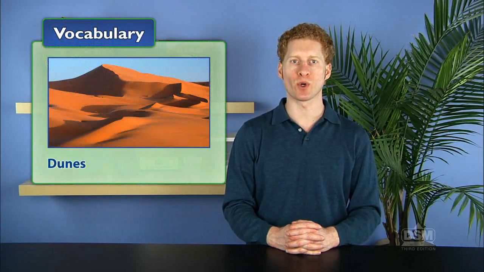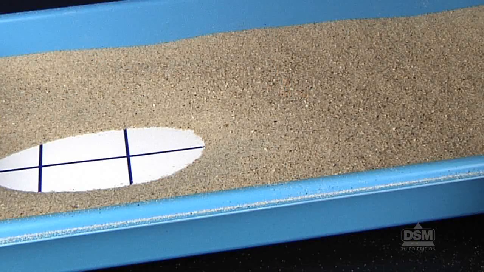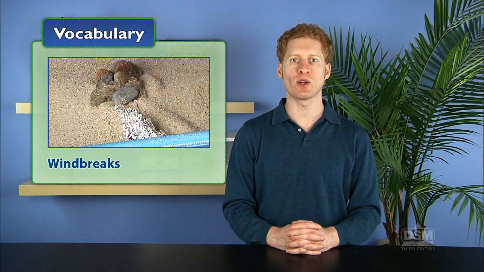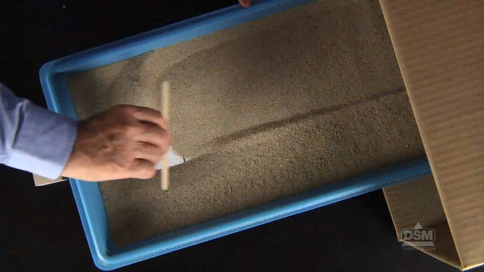Explain to the students that dunes are hills of sand formed by wind erosion, and encourage students to look for dunes formed on the surface of the sand in their stream tables. Then, ask students, what can we do to reduce the erosion of sand by wind? Introduce the term windbreaks as human-made or natural barriers that deflect or reduce wind energy, thereby limiting the amount of sand that erodes. Next, distribute a wooden block to each team of 4.